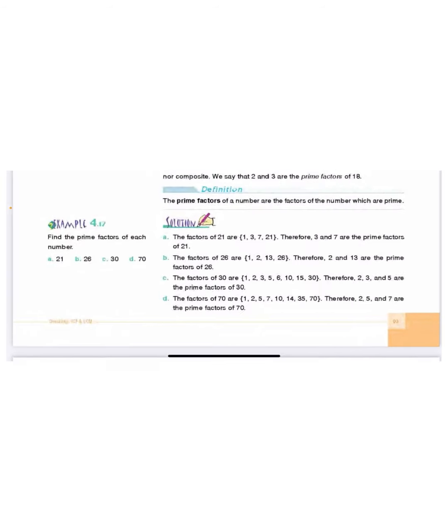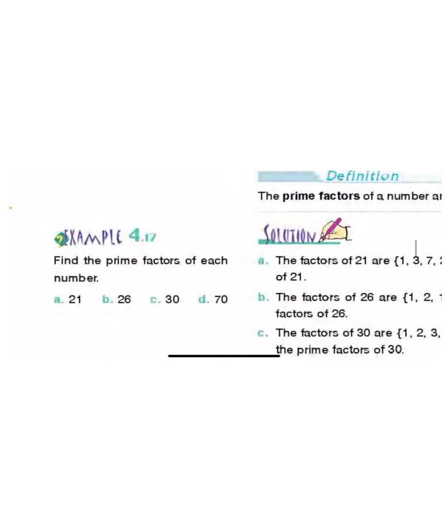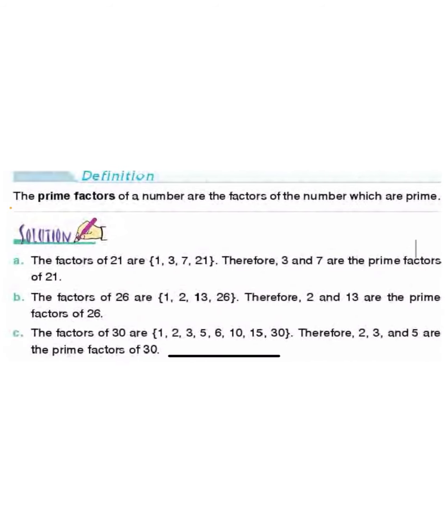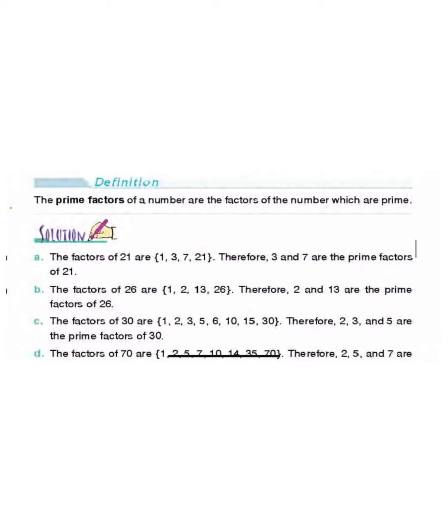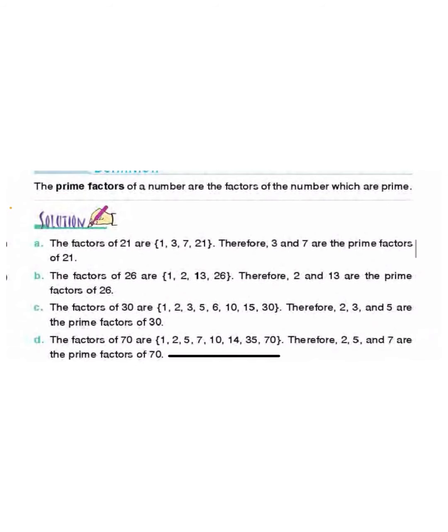Definition: the prime factors of a number are the factors of the number which are prime. Example 4.17. Find the prime factors of each number. First one is 21. The factors of 21 are 1, 3, 7, and 21. So it has 4 factors. So 3 and 7 are the prime factors.